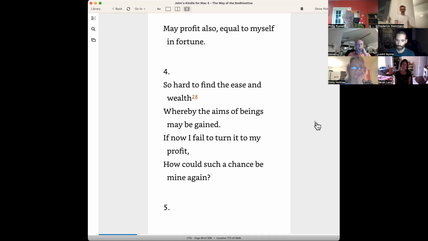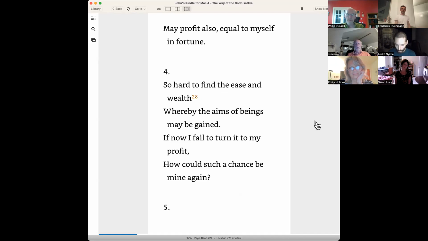So hard to find the ease and wealth whereby the aims of beings may be gained. If now I fail to turn it to my profit, how could such a chance be mine again?